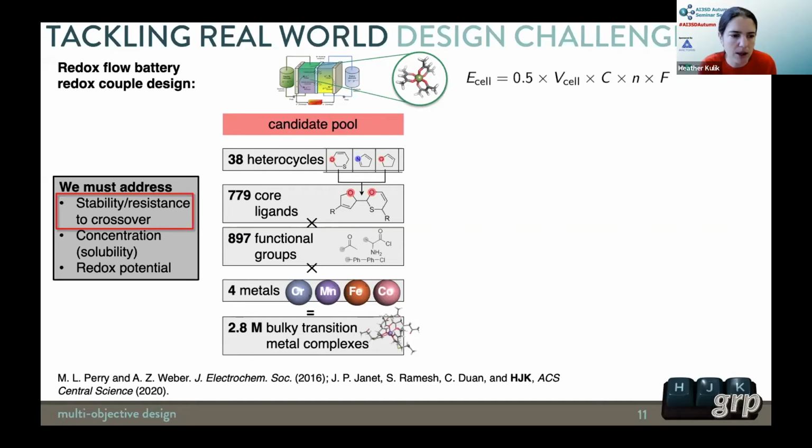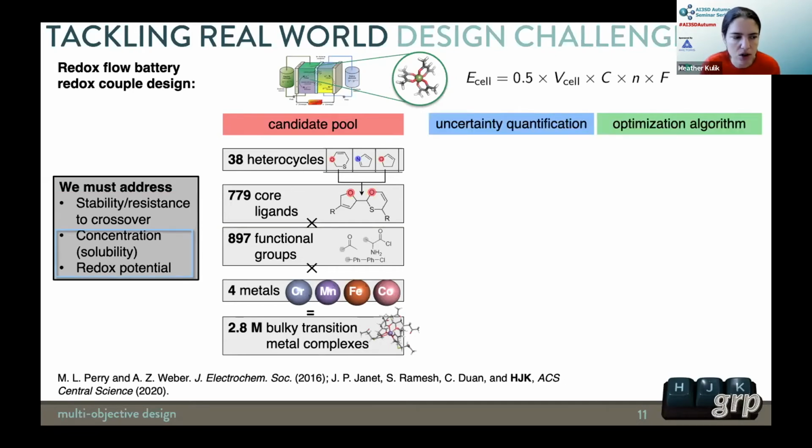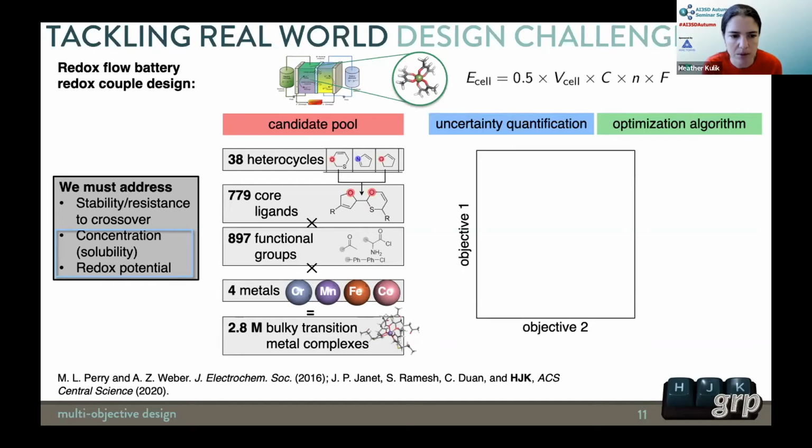These are all homoleptic transition metal complexes, and they're very large. They're about 100 to 200 atoms in size because we were focusing on stability and resistance to crossover. As a result, these are really at the limit of what can easily be done with DFT. So in order to address this simultaneous question of optimizing solubility and redox potential, we use something called 2D expected improvement and efficient global optimization.